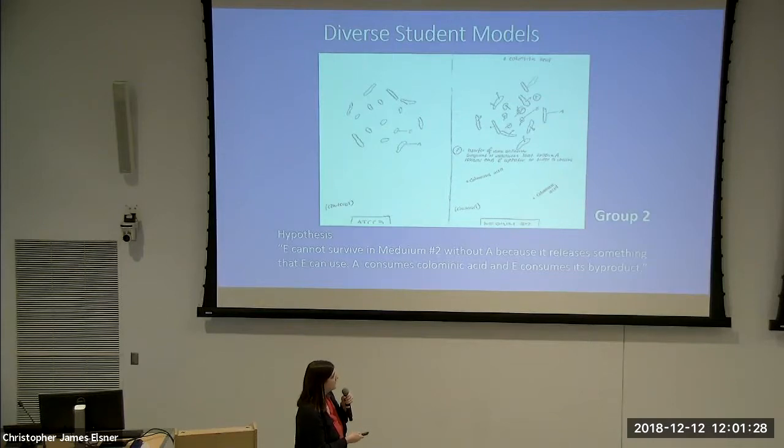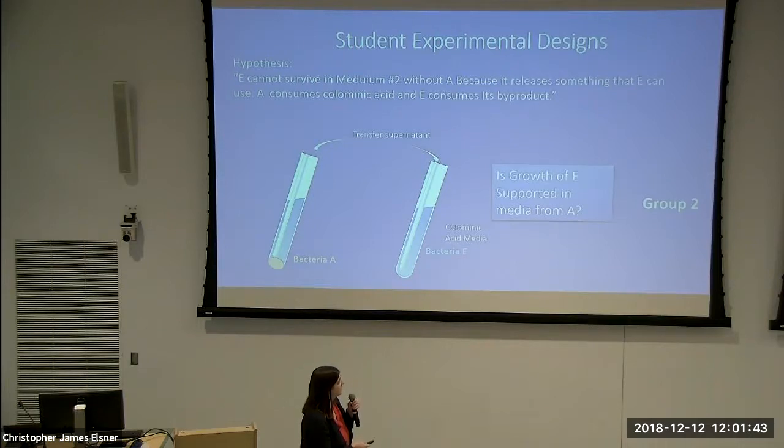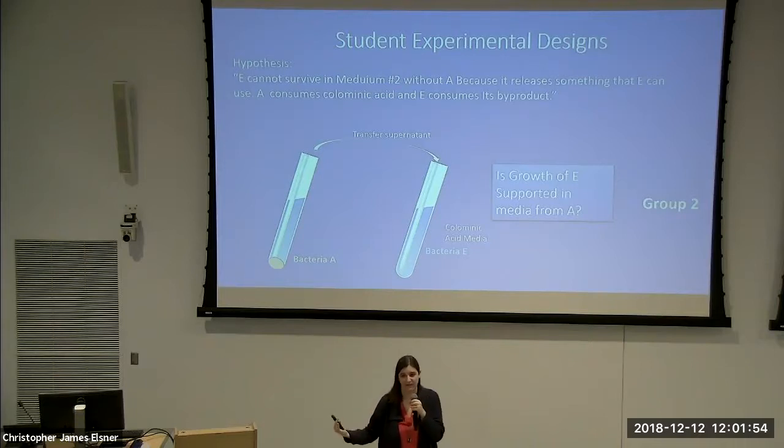E cannot survive in mutant number 2 without mutant A because it releases something that E can use. A consumes colaminic acid and E consumes the byproduct. And so one of their tests was they actually took media that had bacteria A growing in it. They spun it out and took the supernatant, and then they saw that species E could actually grow in the media that previously had species A in it. So this is an experiment they did, which actually gives a positive result.